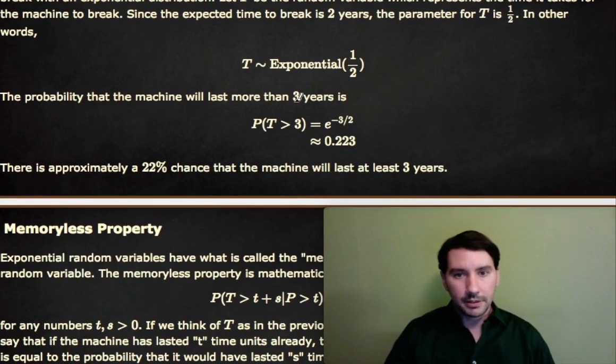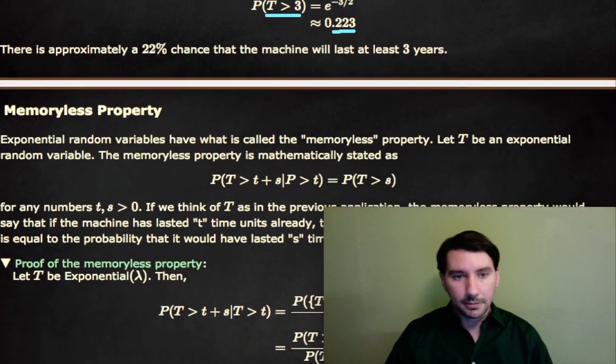So the probability it lasts more than 3 years is the probability that the time T is bigger than 3, which is just e to the minus 3 times lambda, or in this case, e to the minus 3 over 2, since lambda is 1/2, which is roughly 0.223, or there's about a 22% chance that the machine would last 3 years.